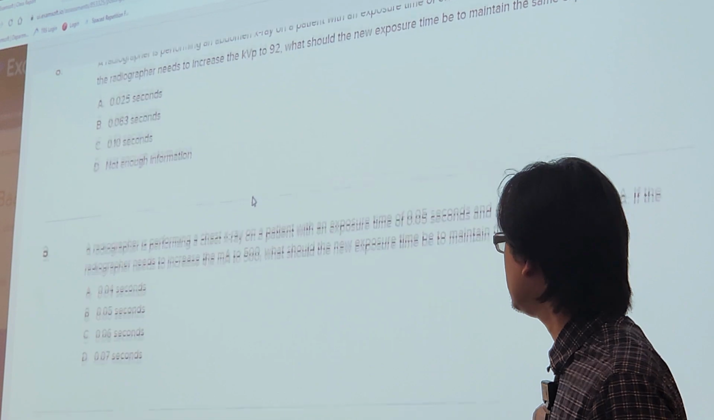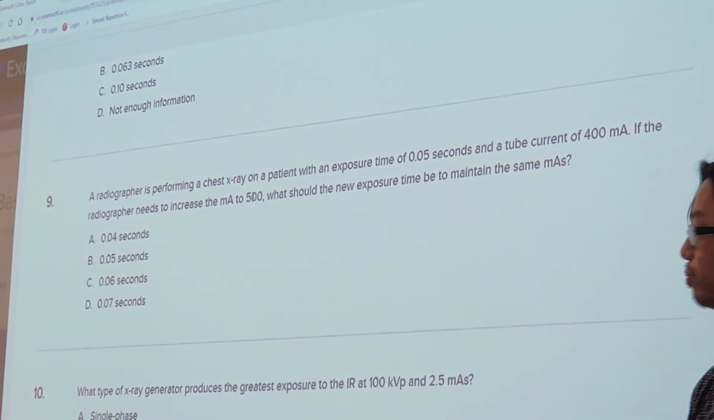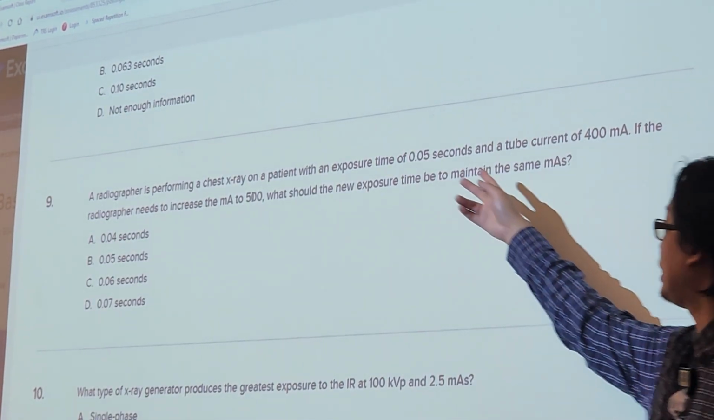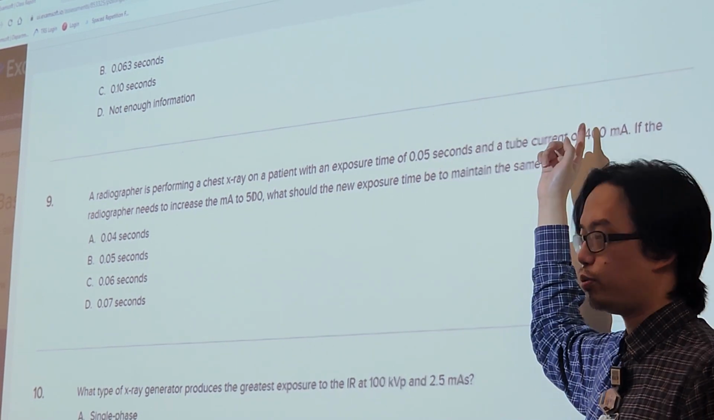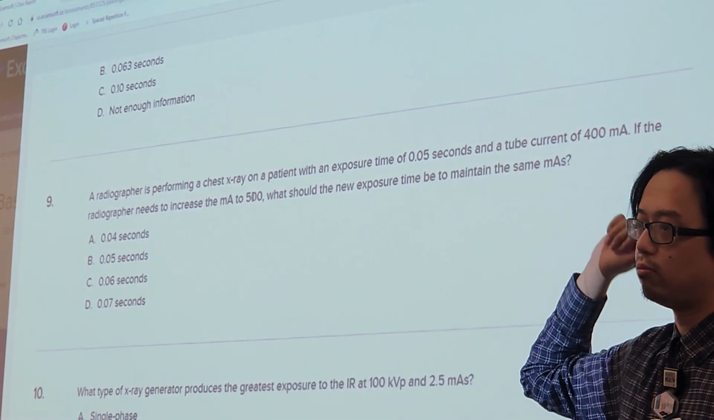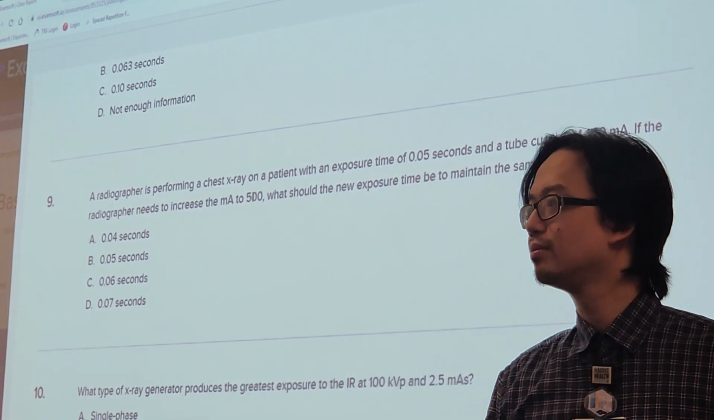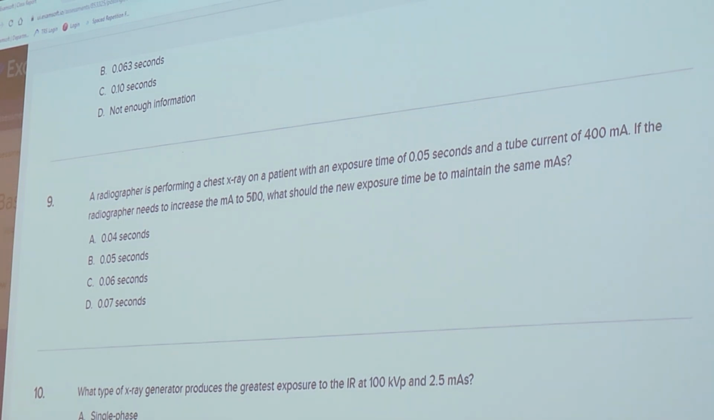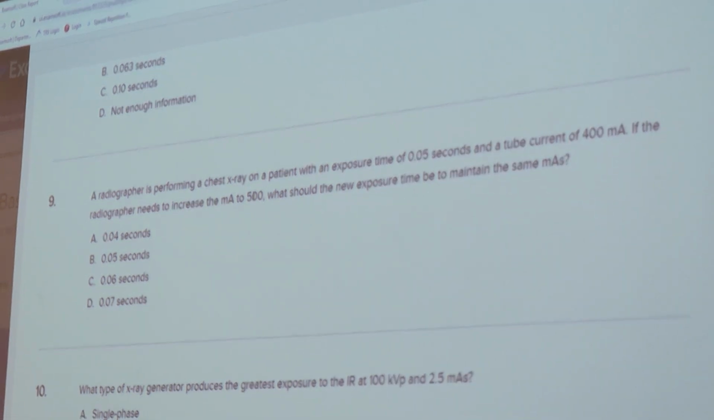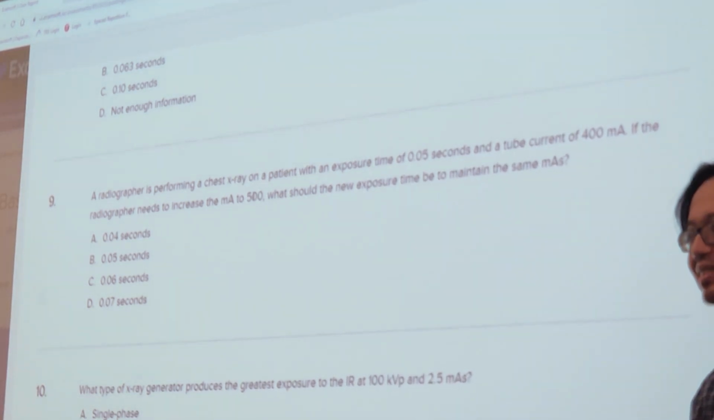Let's talk about number 9. This one is just about maintaining mass, right? So you calculate your mass here, 0.05 times your 400, and then afterwards you just divide by your 500. So you just try to get the same number. I couldn't remember how to do it, so I just multiplied 0.05 by 400, and I got like 20. So I did 500 times 0.04, 500 times 0.05 until I got 20. Just tried every single one. Okay, that works too. That's elimination. You still get A's.